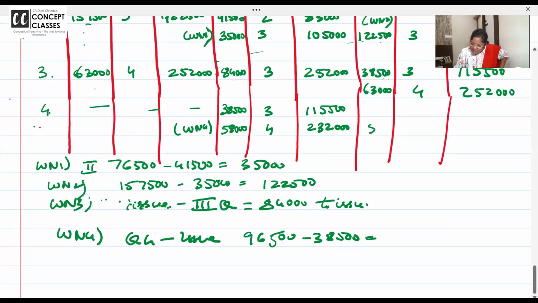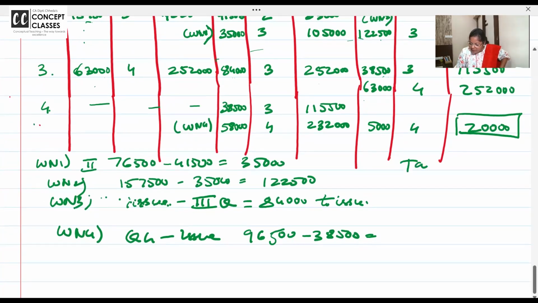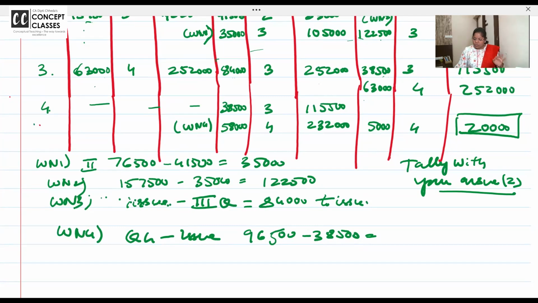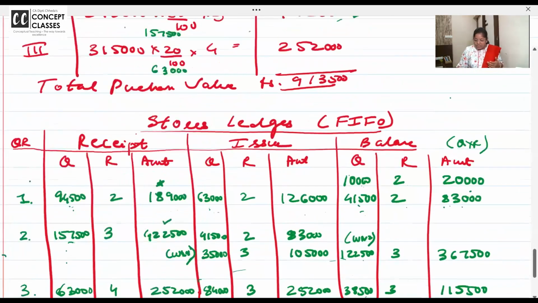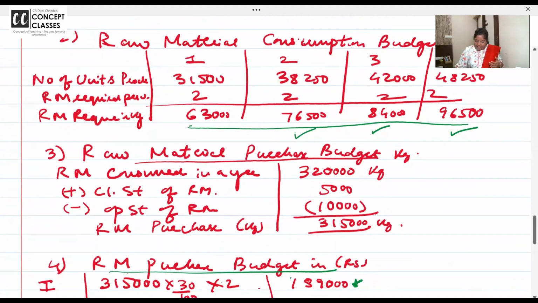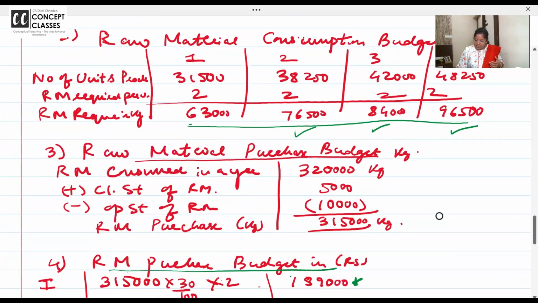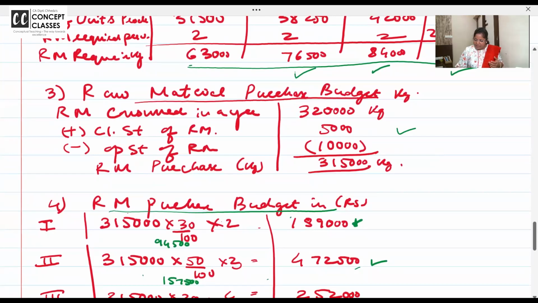Now, how much is closing balance? Bina calculator ke, 5,000 into 4, 20,000. Tally with your answer too. एग्जाम में मत लिखना, वॉलियर को मत समझाना, खुद की understanding के लिए लिखो. Tally with your answer too. Is my closing stock correct? दीप्ति मैम, कैसे पता चलेगा कि ये जिगसॉ पज़ल सही है? आ जाओ, ये रहा. Closing stock of raw material 5,000 kg.